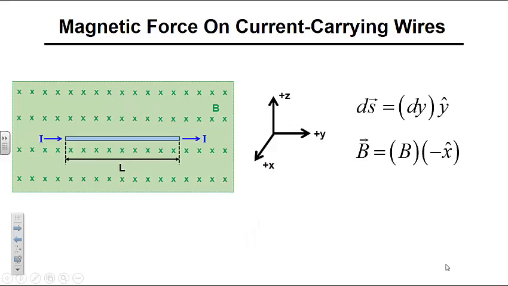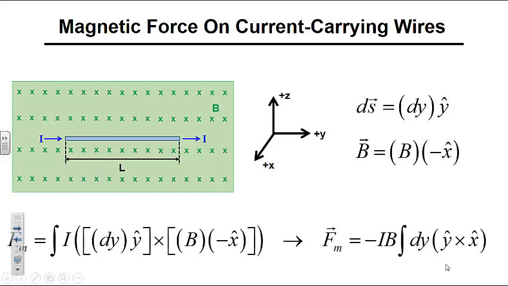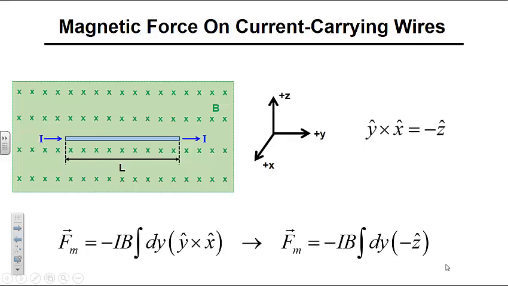Let's define the y-axis to be the same as the direction of the current. The vector ds is thus dy y hat. The magnetic field points into the page and thus can be expressed as B times negative x hat. Substitution of these values into the equation for the magnetic force acting on the wire gives us the following integral. Solving for the cross product gives us a straightforward integral along the length of the wire.